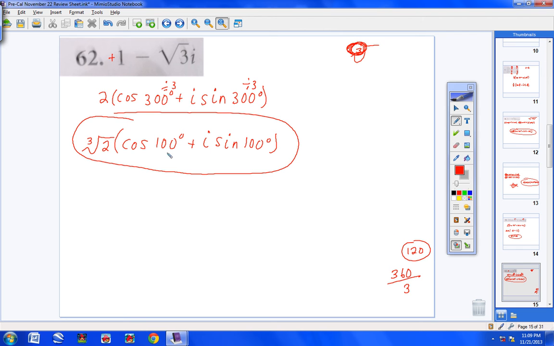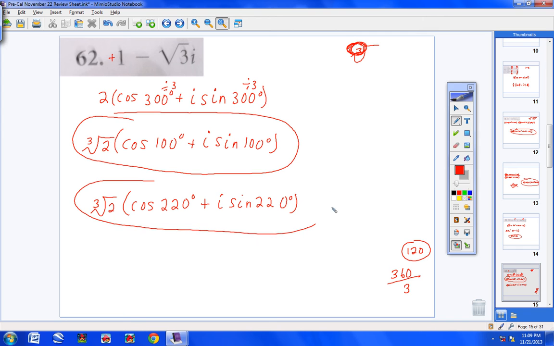And that's the angle you add over and over and over. So your next answer would be cubed root of 2, and then cosine of 220, because we added 120 to the 100 degrees I already had. Now that's your second answer. We need one more answer.